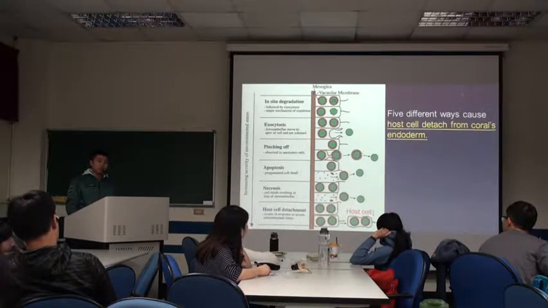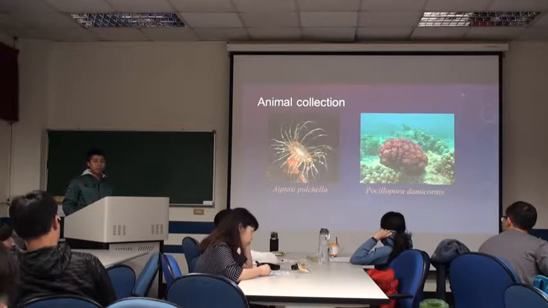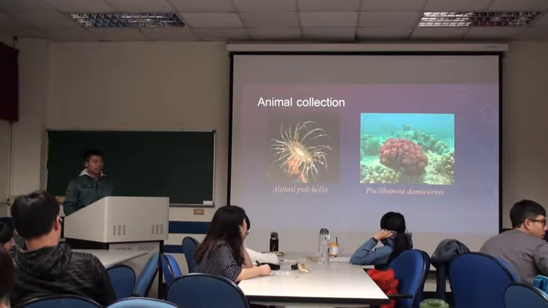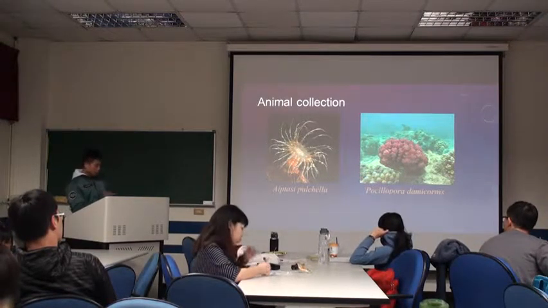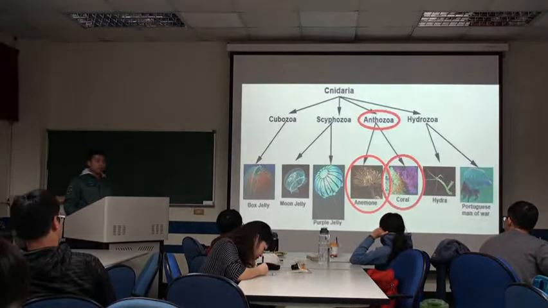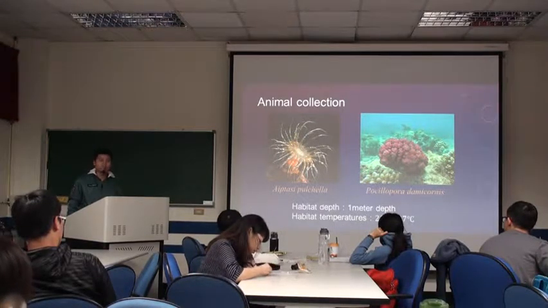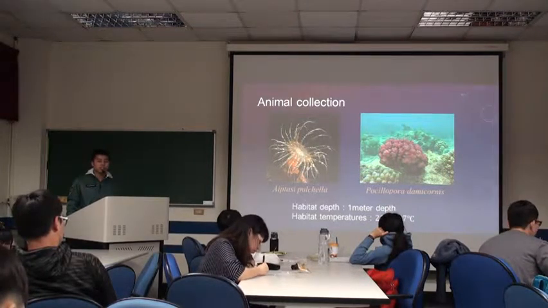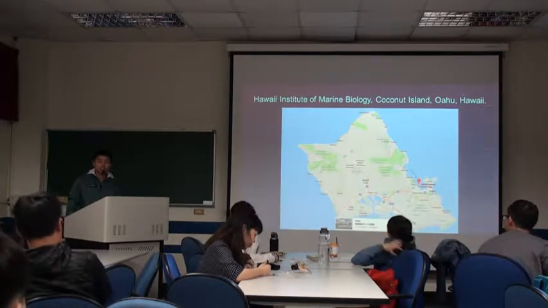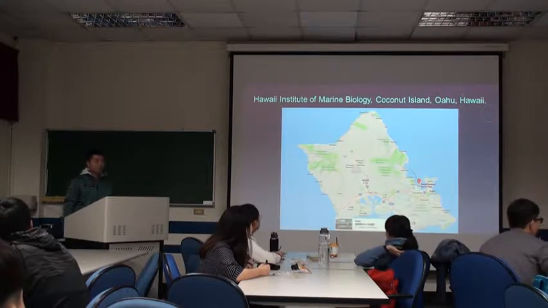Okay, now we have an initial understanding about corals. Let's talk about our experiment. First, we should collect animal samples. Their scientific names are Aiptasia pulchella and Pocillopora damicornis. We refer to them as anemone A, and the coral P. Both of them are Cnidarian animals in marine. They live in 1 meter depth. Their habitat temperatures range annually from 21 degrees Celsius to 27 degrees Celsius. This is the Hawaii Institute of Marine Biology. Early experiments were processed here, and the animal collection location is near here.